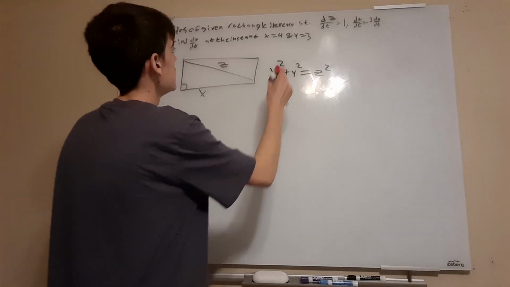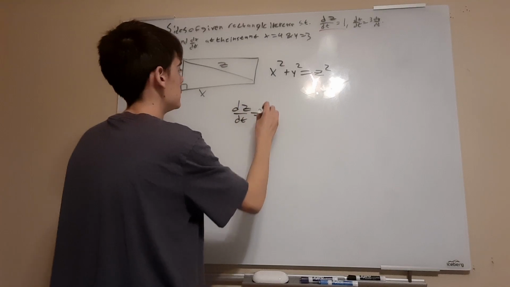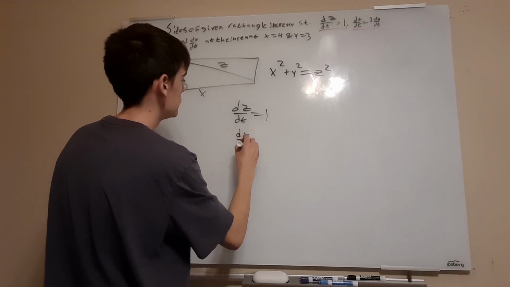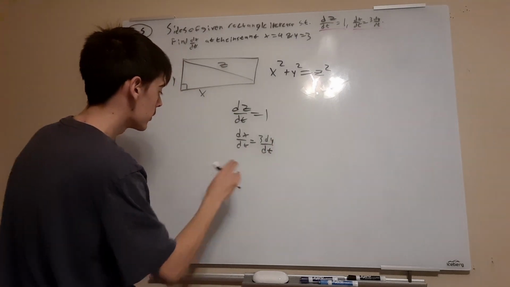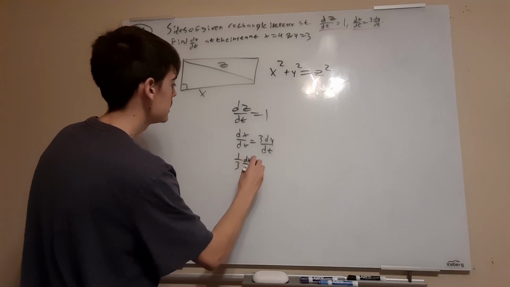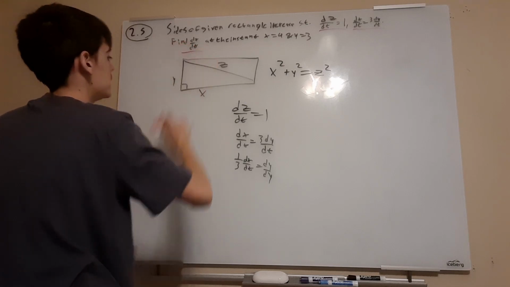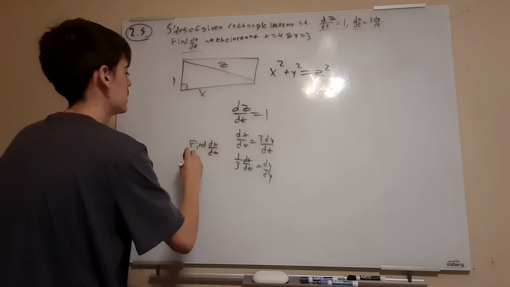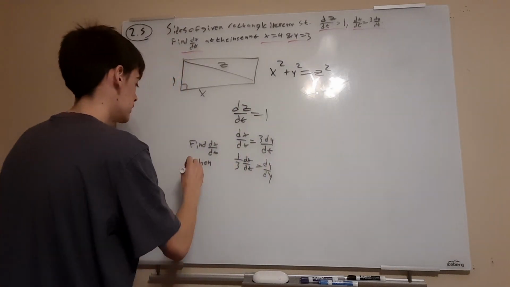It says the increase, so dz/dt equals 1. That's important. And dx/dt equals 3 dy/dt. Now let's rewrite this just in case we want it the other way later. That's the same as saying 1/3 dx/dt is equal to dy/dt. And lastly, it says find dx/dt when x equals 4 and y equals 3.